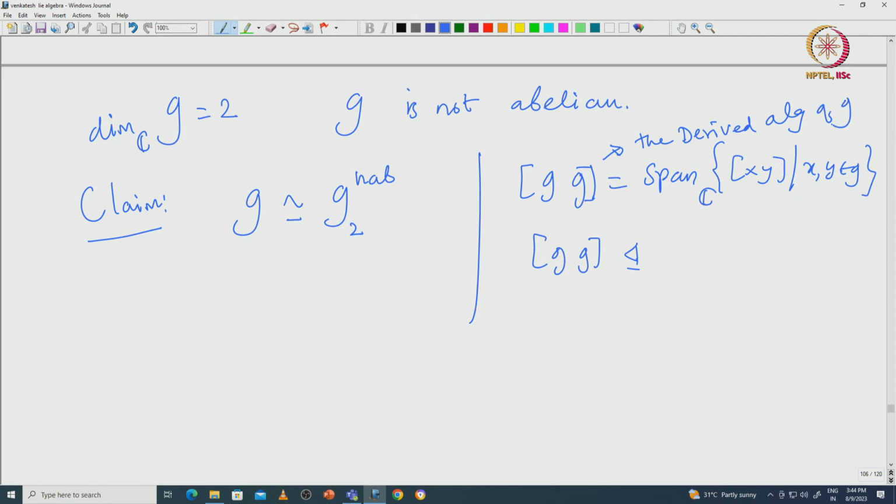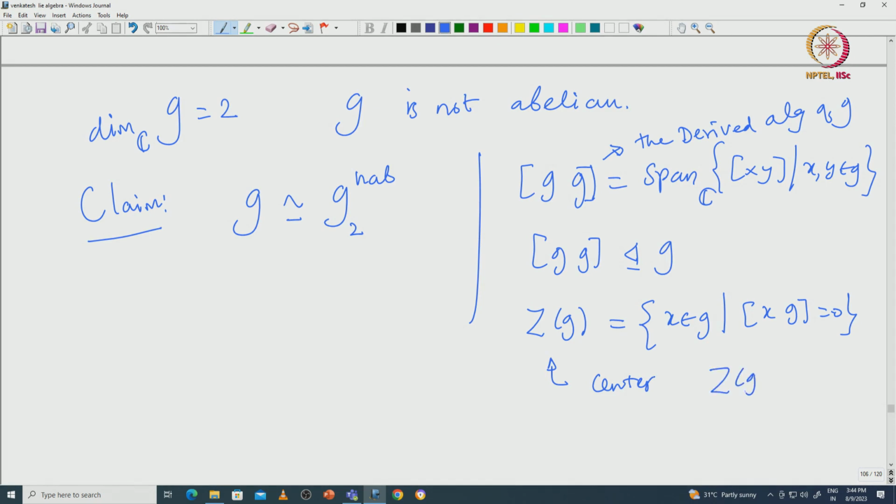So, this derived algebra is an ideal inside G, and we also have this center. This is the center, those x in G such that the bracket [x, G] is 0. This is also an ideal inside G. We have these two important ideals inside G. Now, let us try to use them and see what happens.